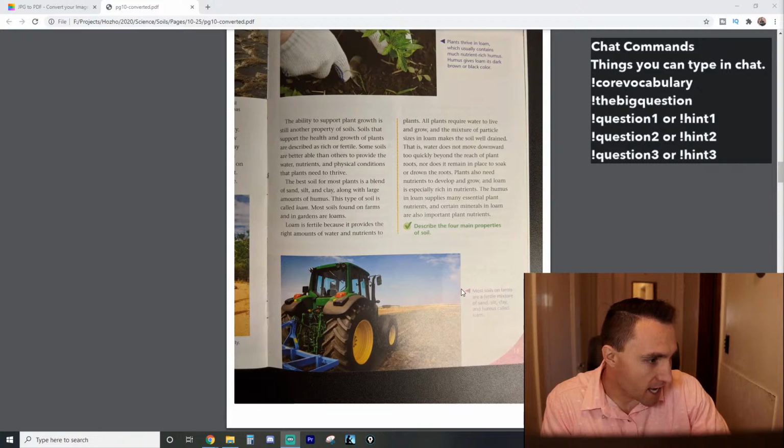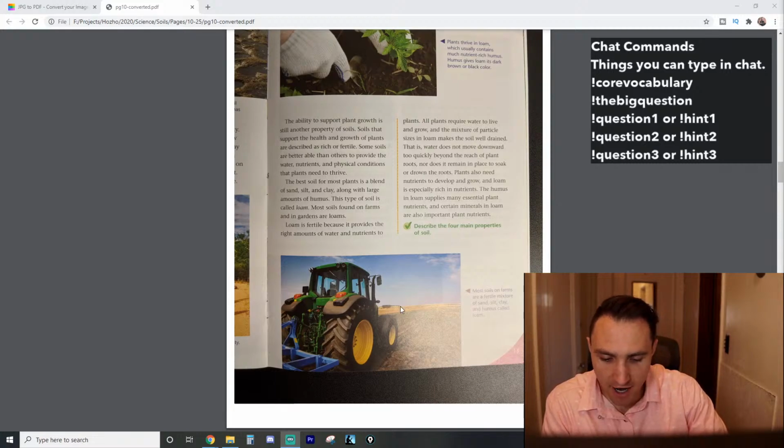Are you guessing sandy soil for what kind of soil we live around, Scotland?